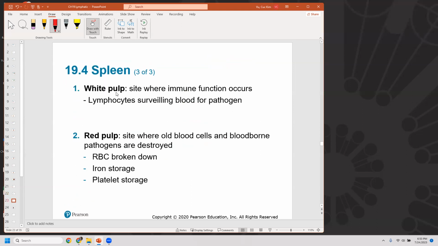So the white pulp is responsible for storing the lymphocytes so that it can survey the blood for pathogens. Whereas the red pulp, that's where it functions more in the processing of red blood cells. So that's where red blood cells are broken down, the iron is stored, and platelets are stored as well.